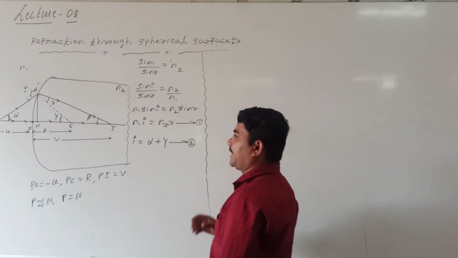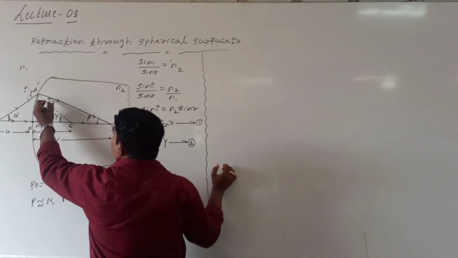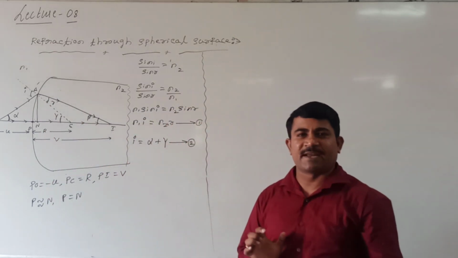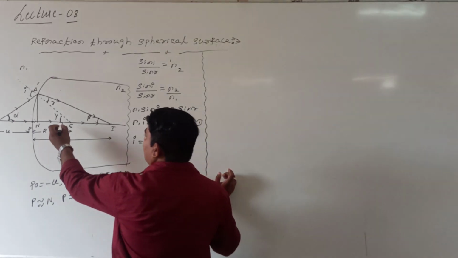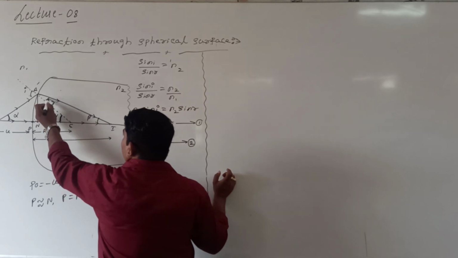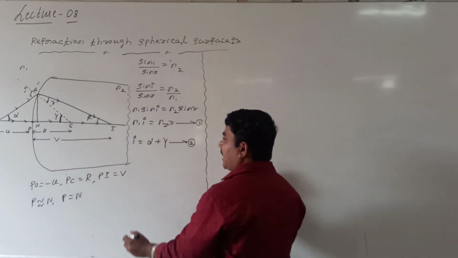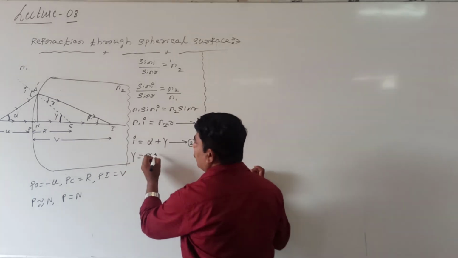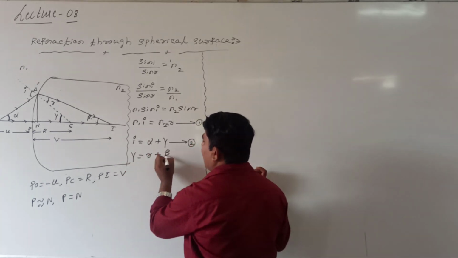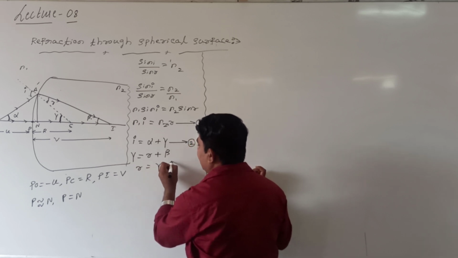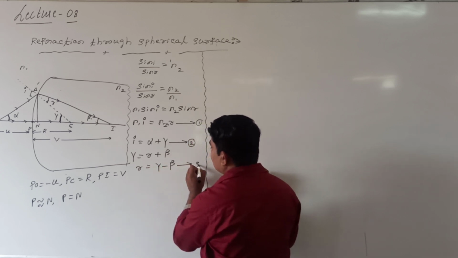One more triangle. Look at the figure. In the figure, this r and beta are interior angles. Gamma is the exterior angle. The exterior angle is equal to the sum of the interior angles. Again from geometry, gamma is equal to r plus beta, or r is equal to gamma minus beta. Let us call this equation number 3.